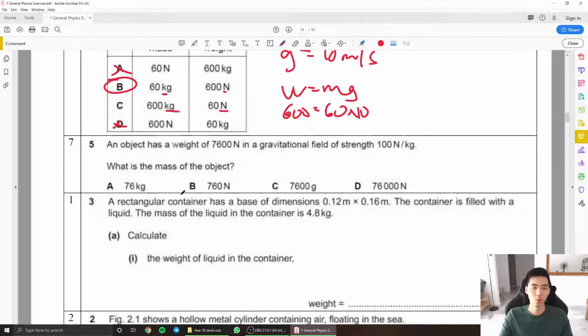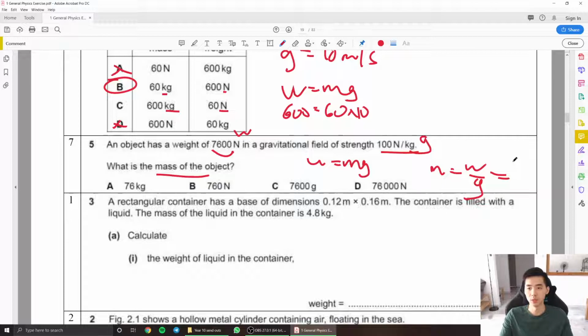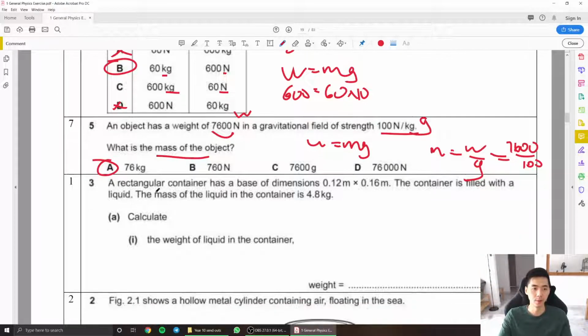From here, if it's 60, you multiply it by 10, you will get 600 here. An object has a weight of 7,600 newtons. This is the weight. In a gravitational field strength, this is the gravity. What is the mass? W equals to mg. Once again, m will be equals to W over g. In this case here, it will be 7,600 divided by 100. You will get 76 kg here.